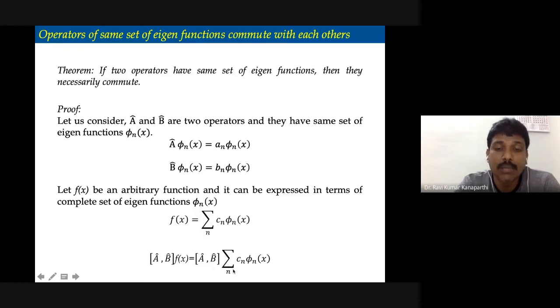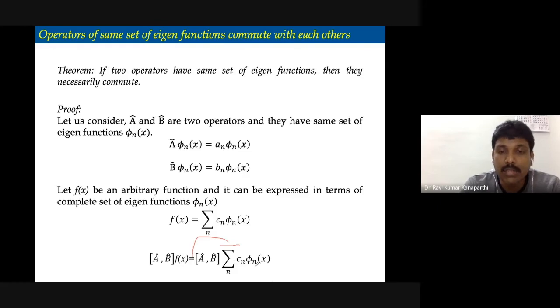Instead of writing the summation here, you can move it to the other side, because these are the operators A comma B in a square bracket. That means AB minus BA, multiplied by the summation n runs from 1 to infinity Cn phi n of x. Now this summation and this constant do not affect the operators A and B. Therefore, I can happily move these two objects to this side.